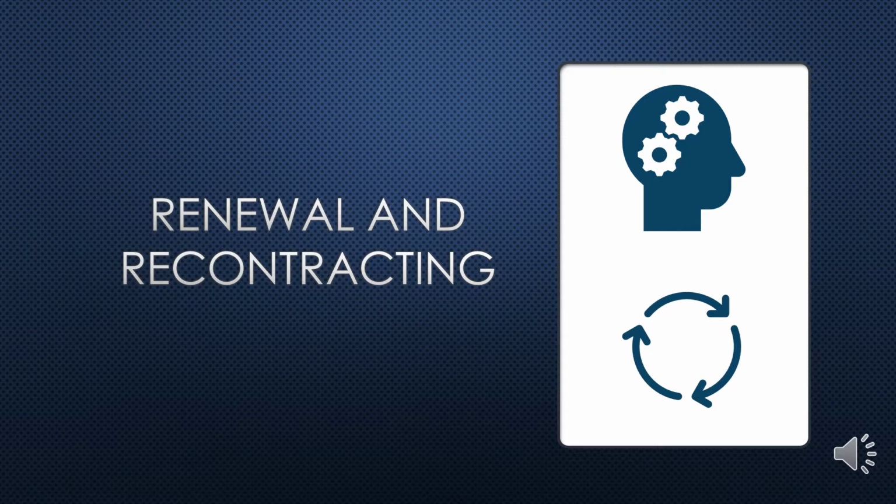The last component of the performance process is renewal and recontracting. It's similar to the performance planning stage, except it has the advantage of using the knowledge gained from the other components of the process to arrive at its decisions. Once an employee is renewed or recontracted, the process then begins again to provide continual development and evaluation of employees.